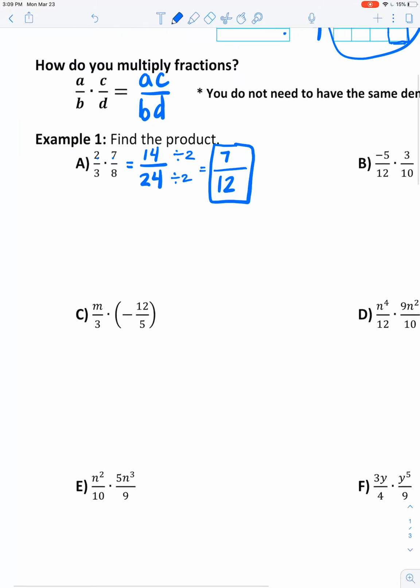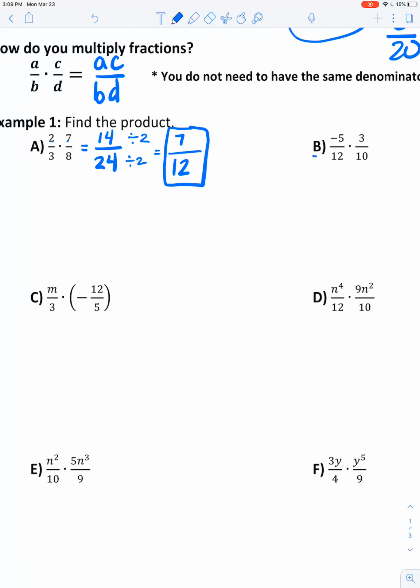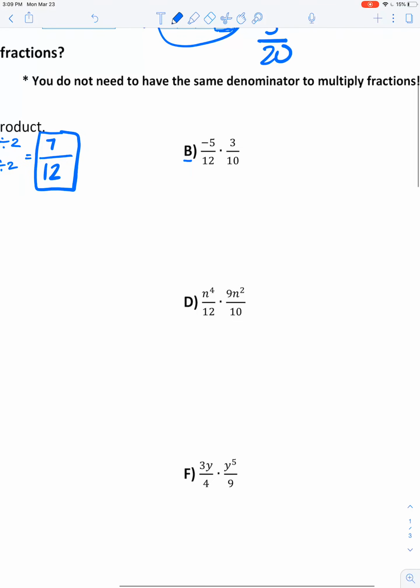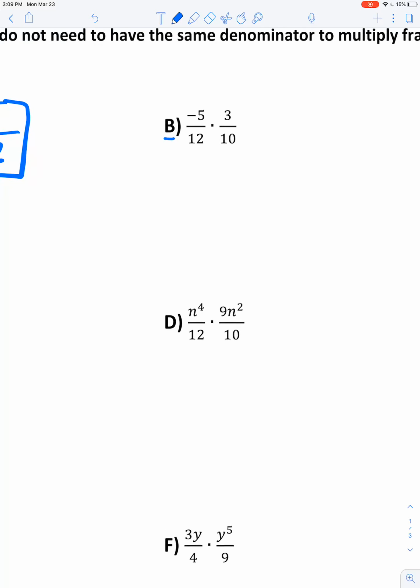Okay, letter B is very, very similar. We can do that one quickly. Multiplying across, we have negative 5 times 3 is negative 15, and 12 times 10 is 120. Both of those numbers are actually divisible by 15. And so that would make it negative 1 over 8.